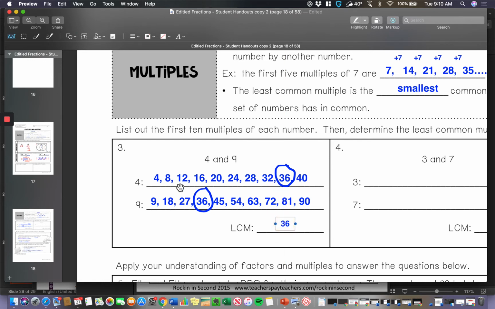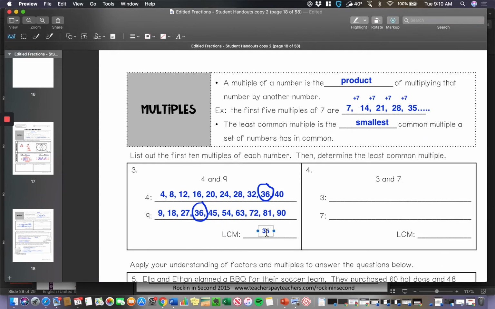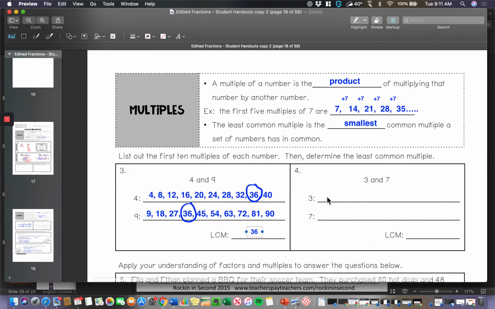So again, you just make an organized list here of multiples. Remember, you can figure out what multiples are by adding the previous number to the number in that set. So 4 plus 4 is 8, and so on. All right, and when I'm done making a list, I find the number they have in common that's the lowest, or the least common multiple. So for number 4, you're going to do the same thing. Create a list of multiples for 3, create a list of multiples for 7, and then find the number they have in common that's the lowest.